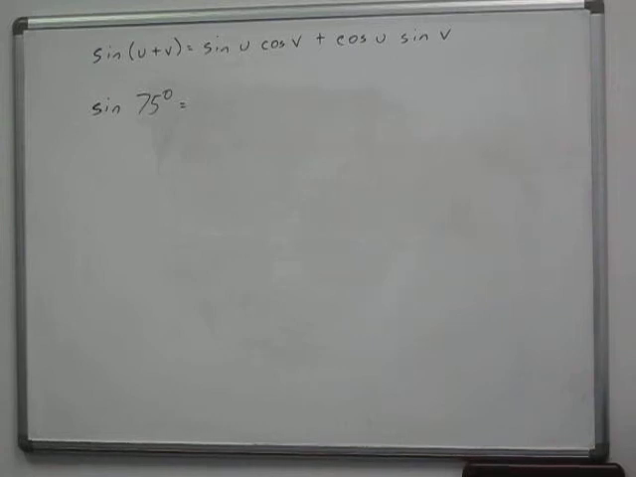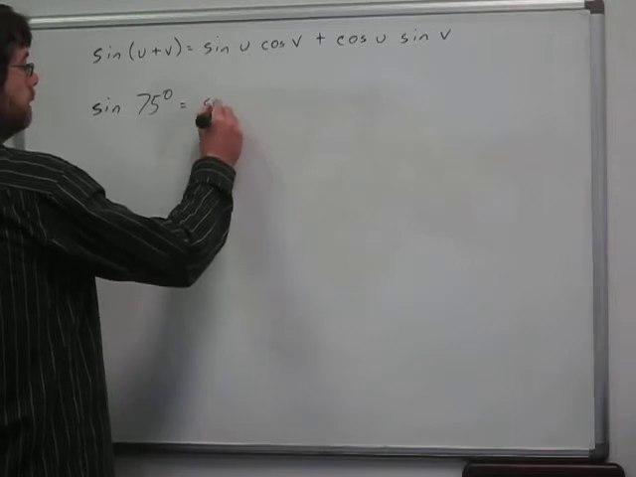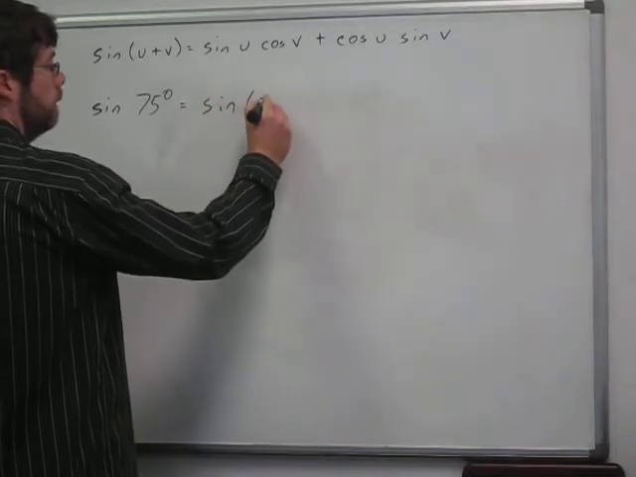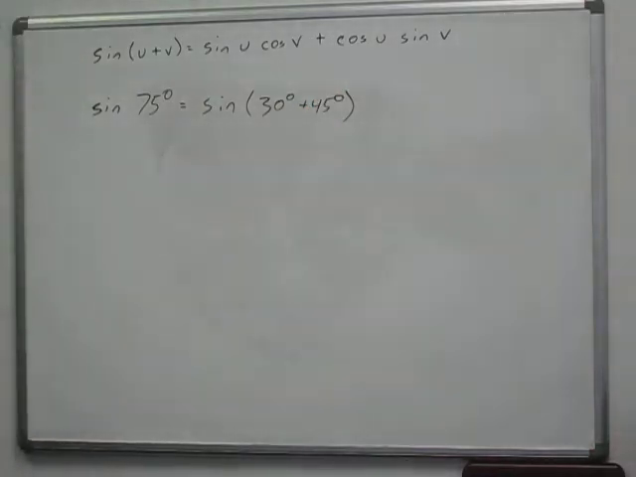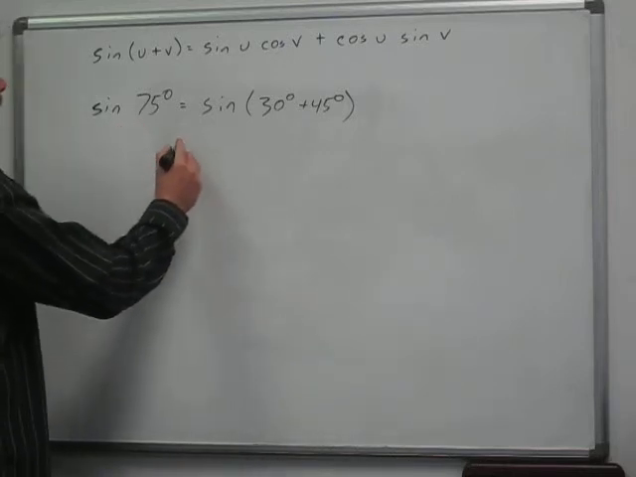On the board is the angle sum formula for the sine. And the point of such a formula is to compute a trig function for an unknown angle using angles that are much more familiar. So the sine of 75 I can write in terms of the familiar angles of 30 degrees plus 45 degrees. And now I can take advantage of my formula to compute this expression exactly.